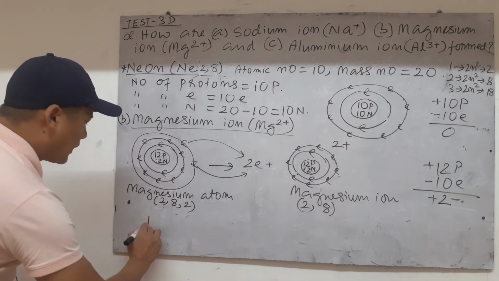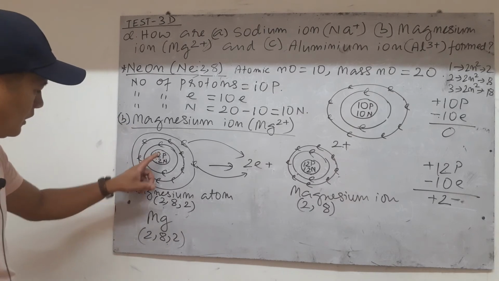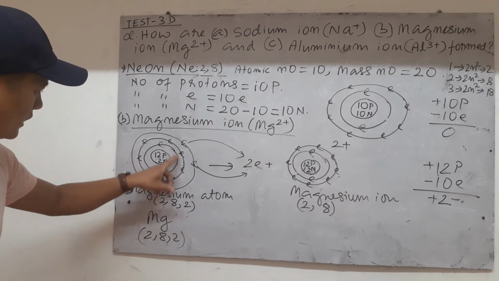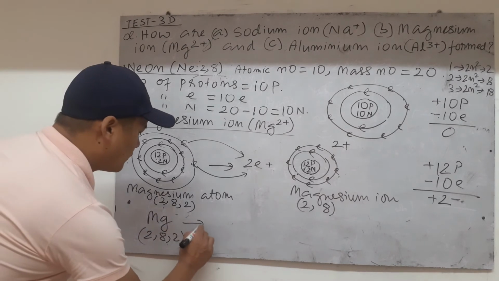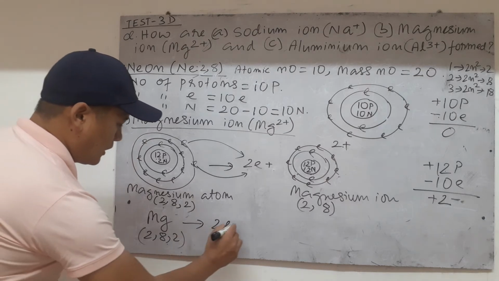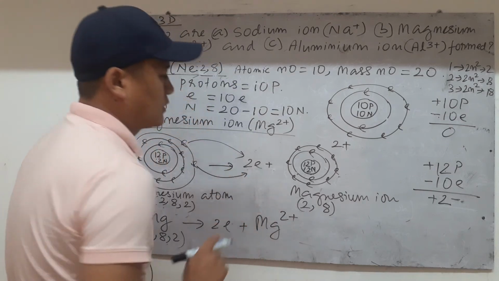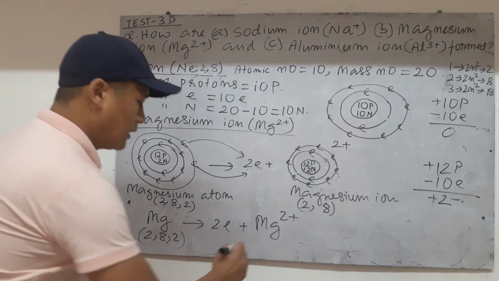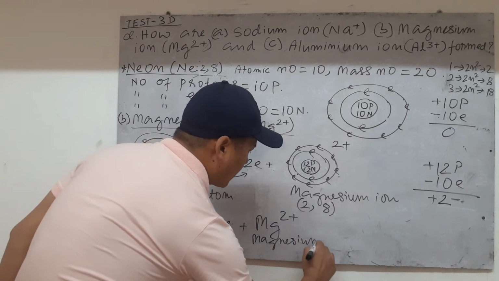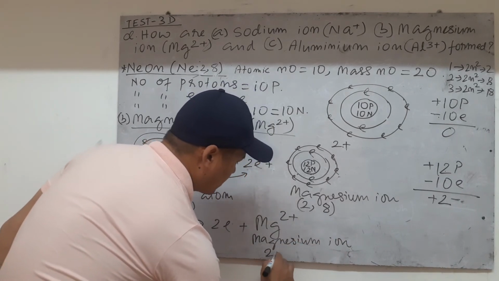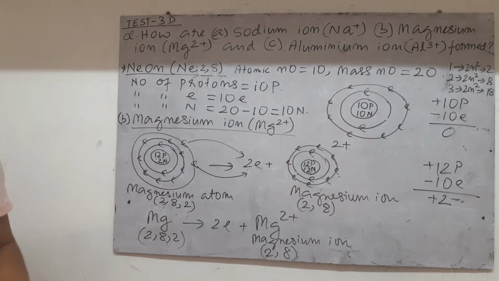In the symbolic form, we write the magnesium atom symbol as Mg and the configuration is 2, 8, 2: 2 electrons, 8 electrons, 2 in the third. It will lose these 2 valence electrons, and then we get Mg2+, because 2 is lost, therefore 2 plus comes out, and this is called the magnesium ion, and the configuration is 2, 8. So that's how the magnesium ion is formed.